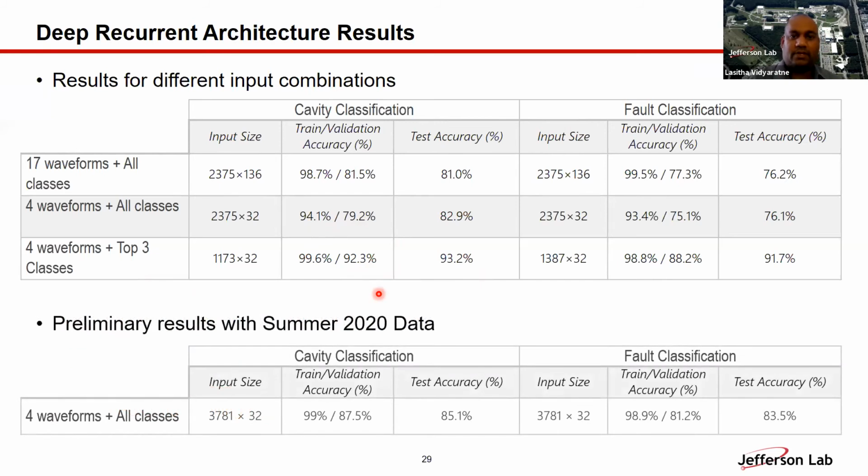To show that our models actually work better with more data, these are some preliminary results with the summer 2020 data. As you can see, we have about 1,500 more events, and it really bumped up the testing accuracies in both cases with more data.